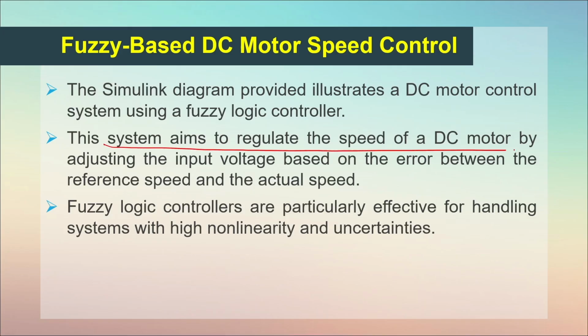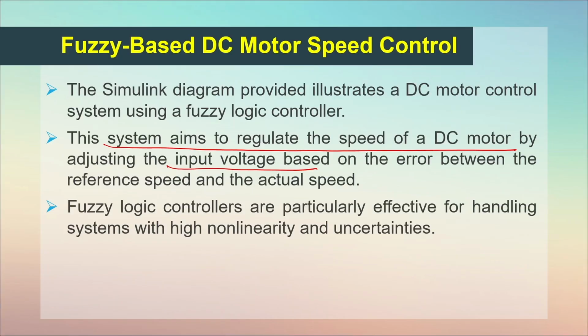So, when you look at the diagram, you can easily understand that this system is aimed to regulate the speed of the DC motor. In what way? It tries to adjust the input voltage based on the error between the reference speed and the actual speed. So, these two things are needed in order to adjust the input voltage.